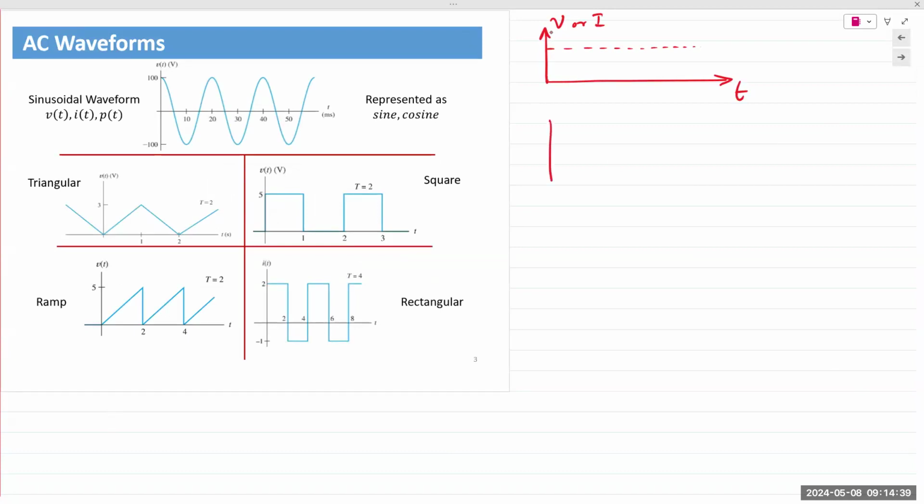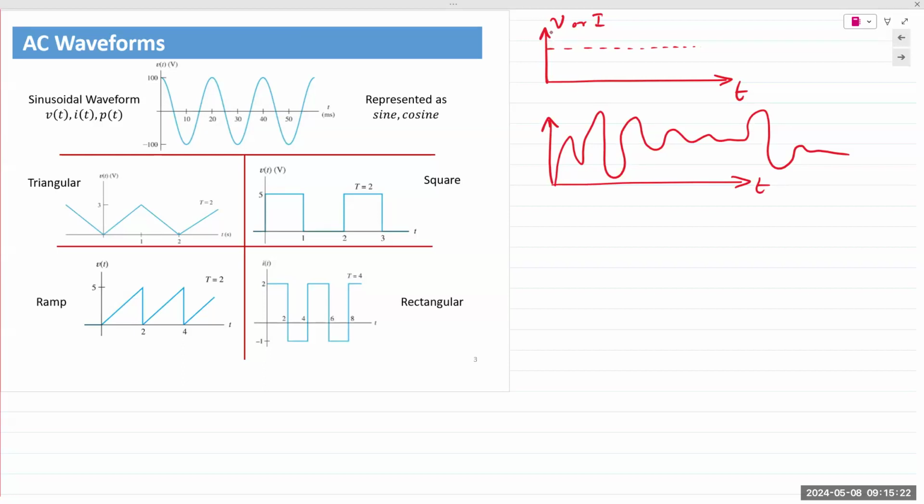AC, on the other hand, if you plot the values of alternating current, could have any random value. As long as the value is not fixed with respect to time, then we say it's an AC waveform. And typically, the waveforms we look at are repeating in nature. Okay, especially the ones that we generate using a function generator or a power supply generator, those are repeating in nature.